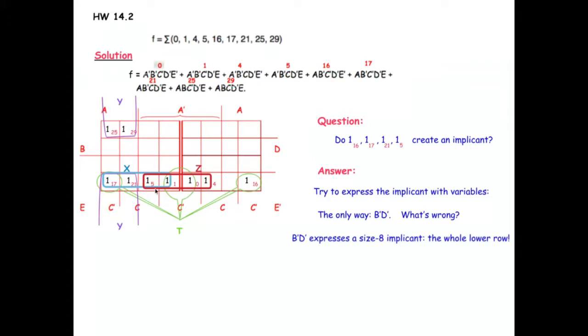You could say, oh, how about, I don't know, C. So C, no, C prime. How about A? Let's see. So 16, 17, and 21 are A's. So far so good. But then, oh no, 5 is inside A prime, right? So we cannot find the third variable that will fit into that one.